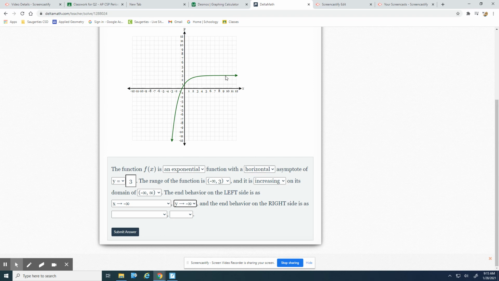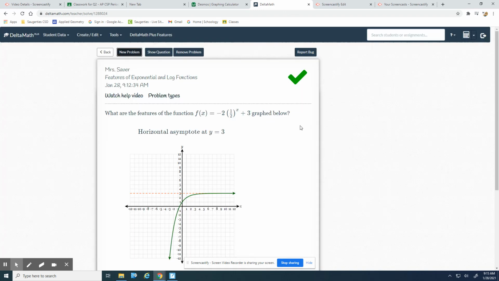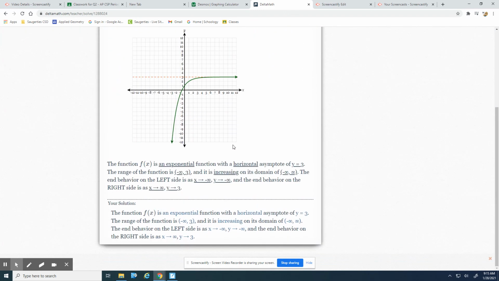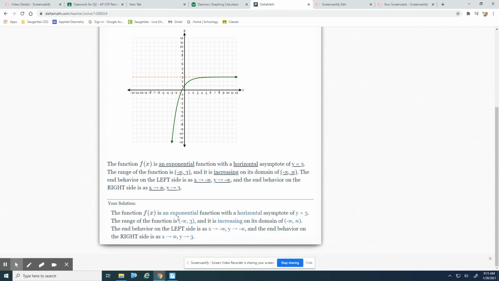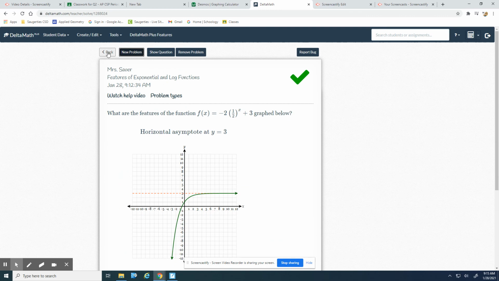The end behavior on the right side. So this is going over forever in the x direction to positive infinity, but the y can only go up to 3. So y is approaching 3. It never actually gets there because of the asymptote, but that's the end behavior. So we're going to submit this. I know there's a lot to get right on these. I did not assign you many of these because I understand that there's a lot of little things to get right. It's not just one question.